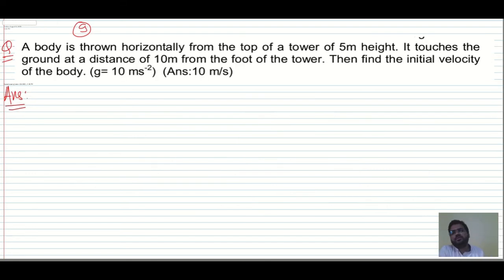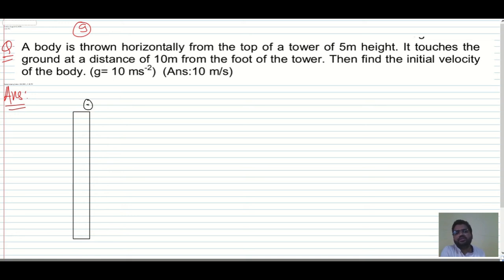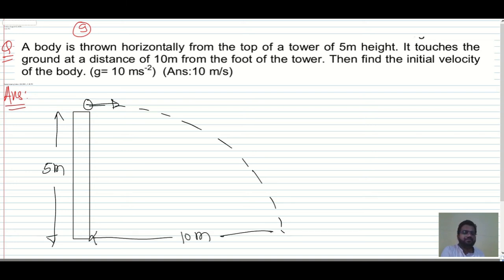Okay, so next problem, ninth problem we have. A body is thrown horizontally from the top of a tower. One tower is given, one body is given, which is thrown horizontally, right, and the height of the tower is given as 5 meter. It touches the ground at a distance of 10 meters. So this touches the ground at a distance of 10 meter. Okay, this is the 10 meter given. Then find the initial velocity of the body. Okay, so what is the initial velocity of the body? That is what we need to calculate.